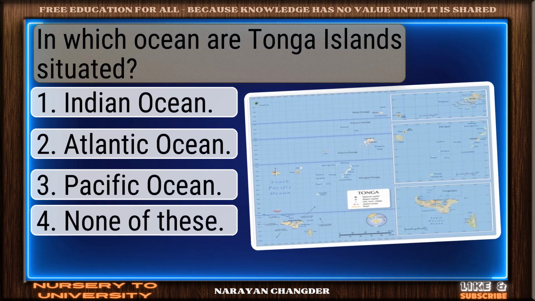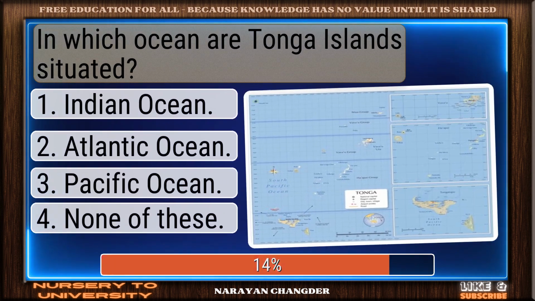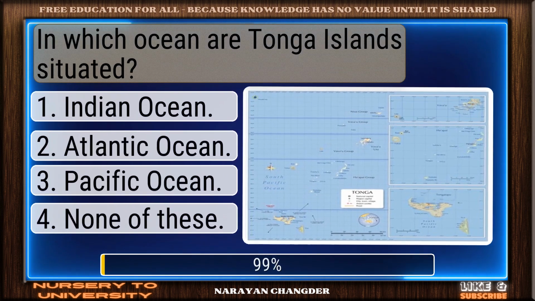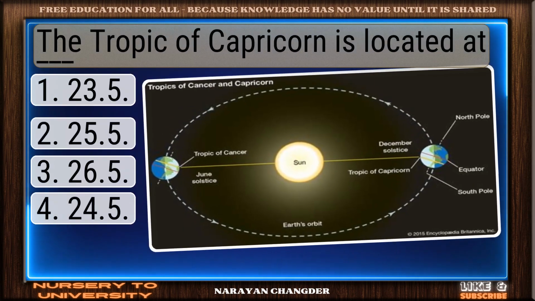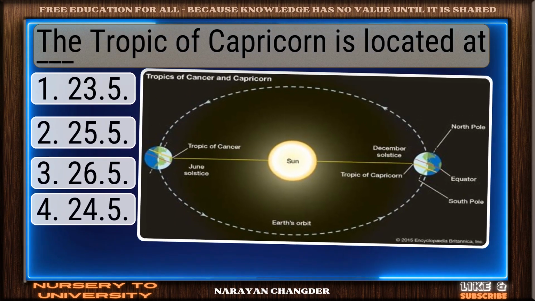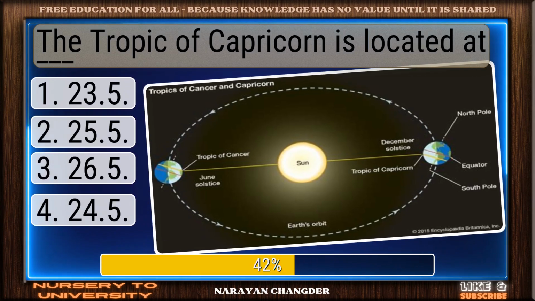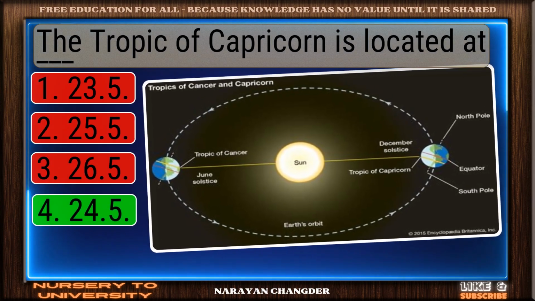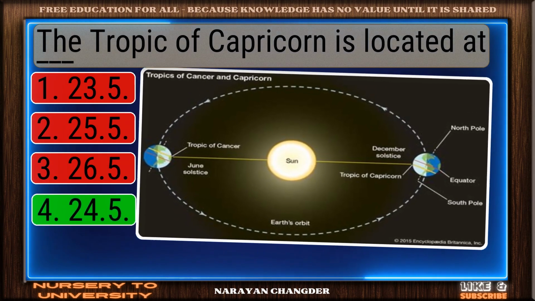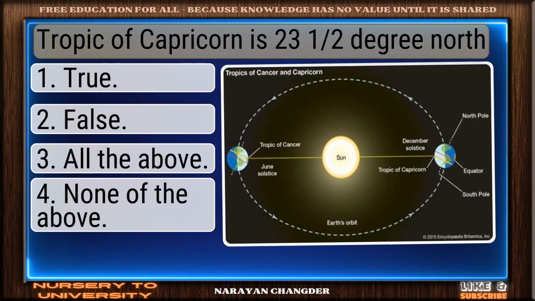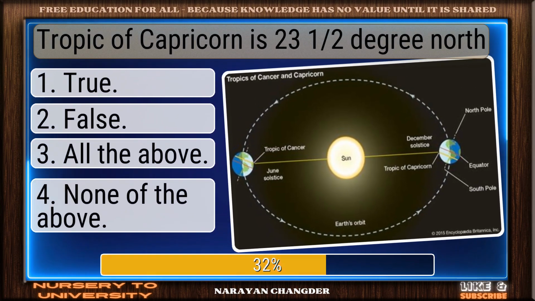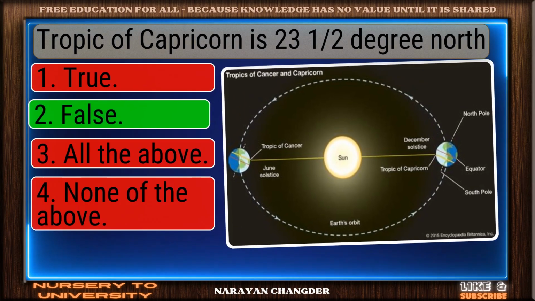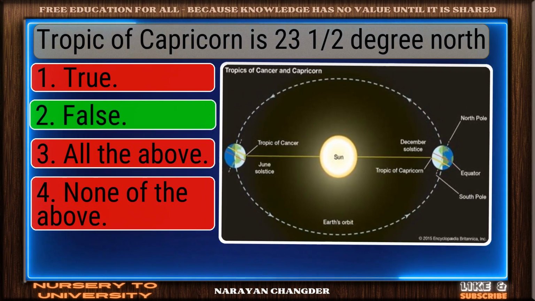In which ocean are Tonga Islands situated? Valid point. Pacific Ocean is true. The Tropic of Capricorn is located at dash. Exactly. 23.5 makes sense and it is the right choice. Tropic of Capricorn is 23 1/2 degree north. Right again. False is a valid answer.